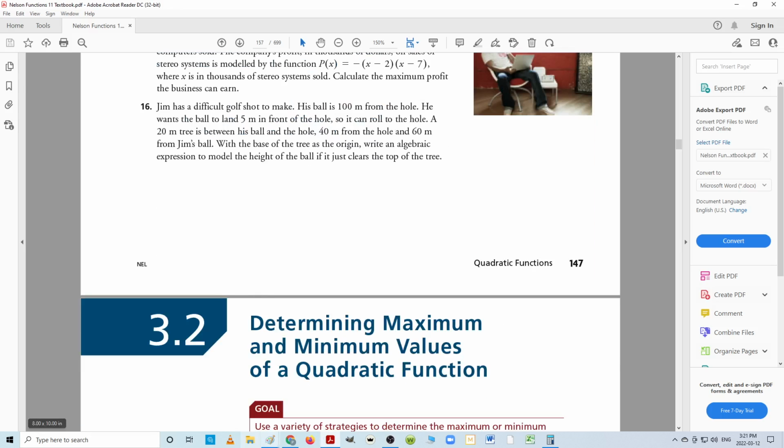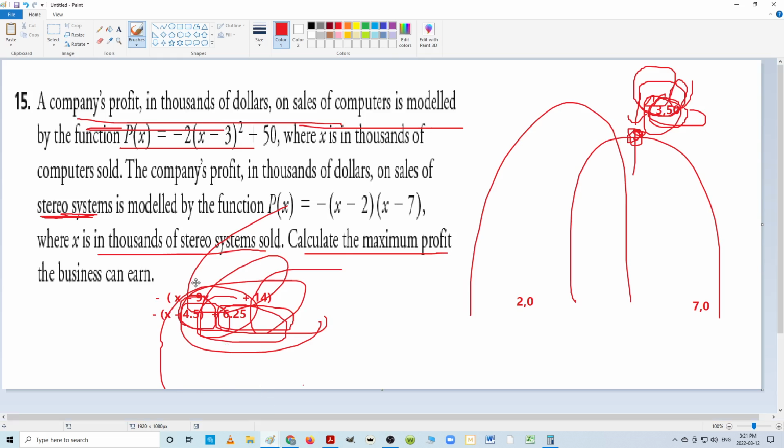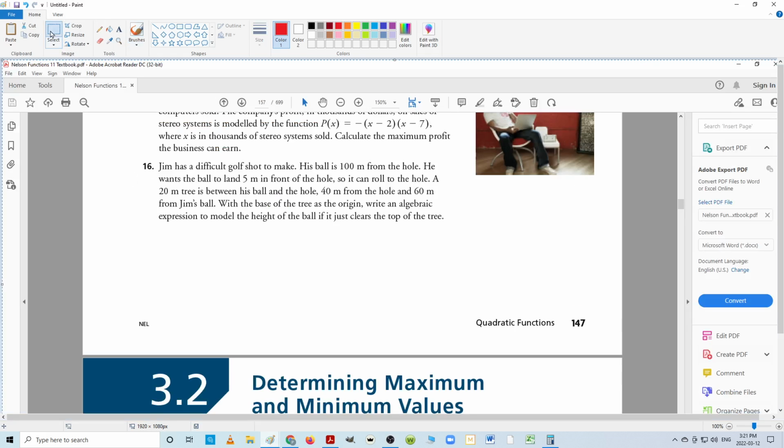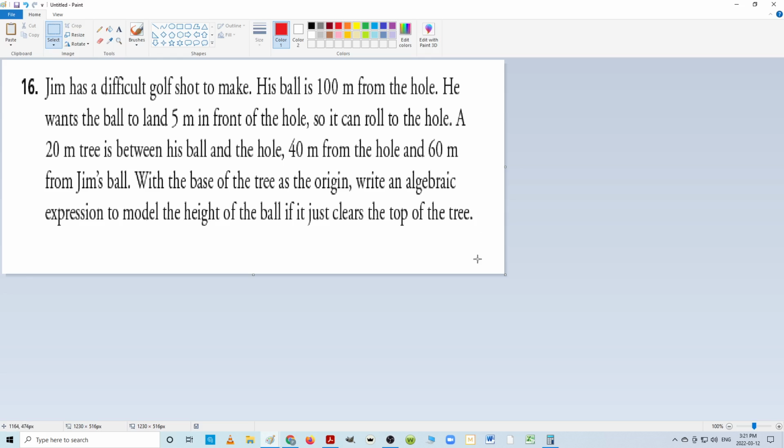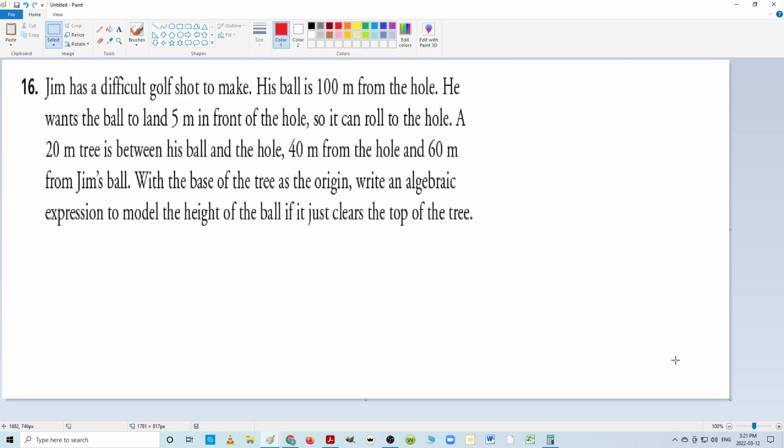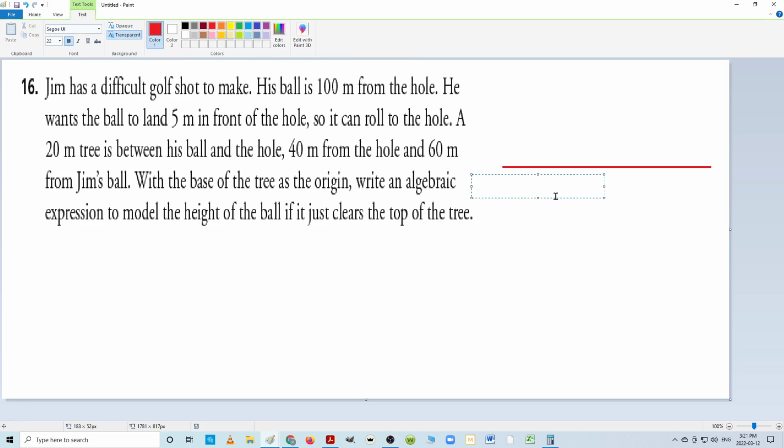And the last one, 16. Jim has a difficult golf shot to make, so he's got to probably aim upwards like a parabola. His ball is 100 meters from the hole. Always draw, by the way. Always draw when you're lost. So Jim is standing here, and I'm going to guess that Jim counts as origin, which means he's going to be 100 meters from a ball, which is going to count as 100, 0.